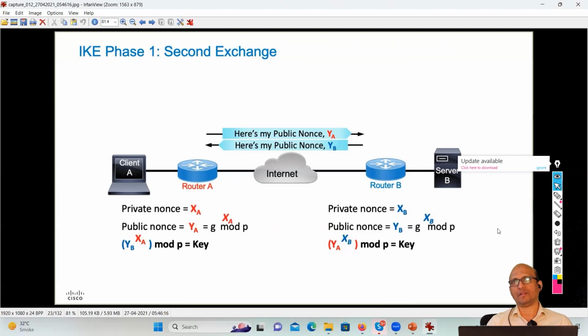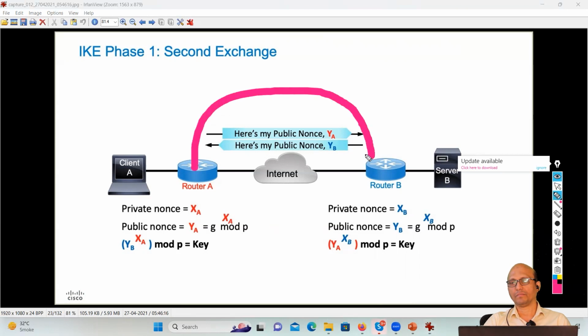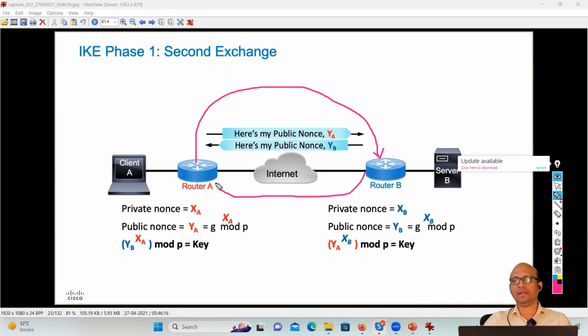So what happens? Router A generates two keys. One is private key and one is public key, and he sends his public key to this guy. And then router B also generates two keys and he sends his own public key to this guy.